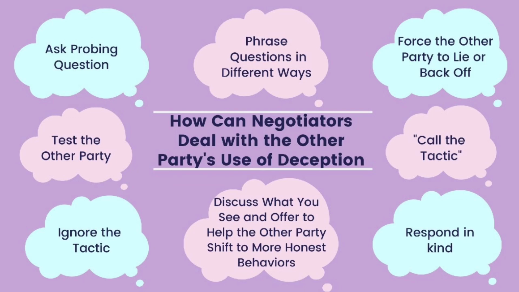The next one is call the tactic. You indicate to the other side that you know that he or she is bluffing or lying. Do so tactfully but firmly and indicate your displeasure. But keep in mind, spotting lies is not always easy. Mistakenly calling the other party a liar and an unethical negotiator is certainly not the path to a constructive process and fruitful outcome.